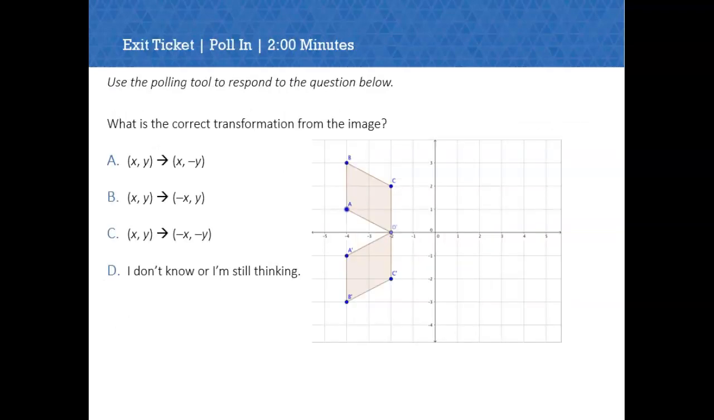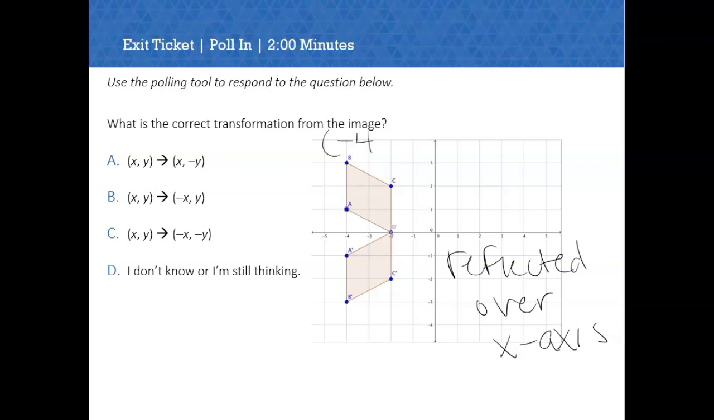All right, this one is asking what is the correct transformation from the image? We see A, B, C, D, and then A prime, B prime, C prime, D prime. We can see it didn't just move down, it's flipped. So it's reflected over the x-axis. If we just look at B right here, this is at negative 4, 3. Let's just look at some numbers. B prime is at negative 4, negative 3.